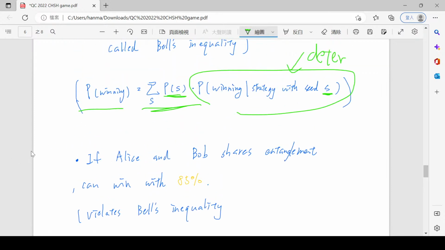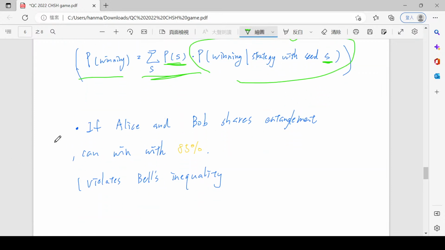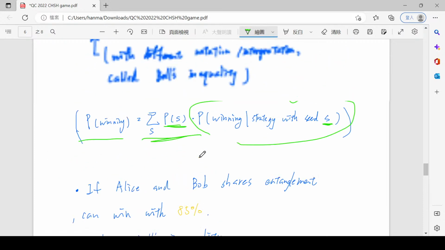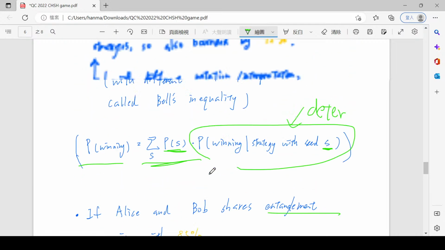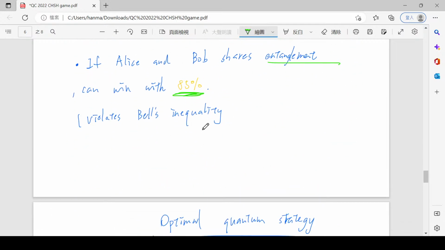So we're going to see the interesting part of this lecture: how do we win more than 75% with shared entanglement. Actually, you are going to win something about 85%, not exactly 85%. And that will violate Bell's inequality in some form.